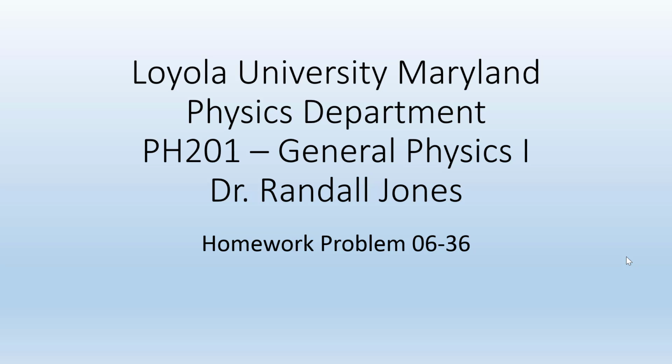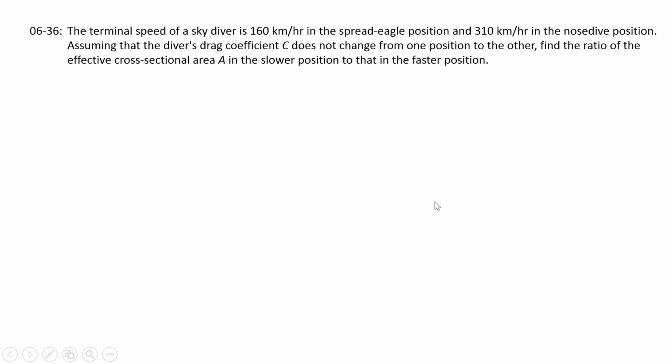So let's go look at the problem here. This is talking about terminal speed. It says the terminal speed of a skydiver is 160 kilometers per hour in spread eagle, and then it's faster, 310 kilometers per hour in the nosedive position. Now we're asked to find the effective cross-sectional area.